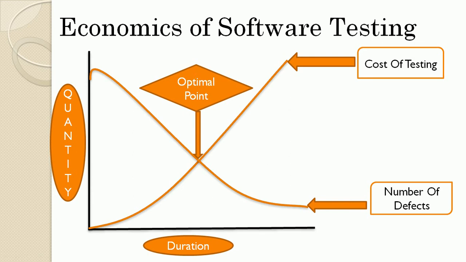Now the concept is, what is this optimal point? Optimal point is a point where we can stop testing to balance risk and the cost of testing. So this topic is very much important because it completely depends on the exit criteria which is defined by the client and the management, or which is decided by the management.